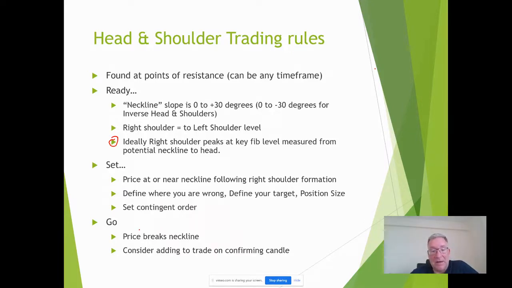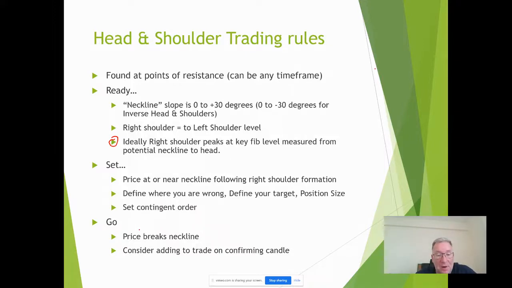Now, I trade these things on all asset classes, but with respect to options, what I'm going to do is position size to a certain percentage of my account, with the understanding that I may lose a portion of that if I'm wrong. So I need to understand how much I'm going to do. And then what I do is I set a contingent order. So that's really the get set. The go is where the price breaks the neckline.